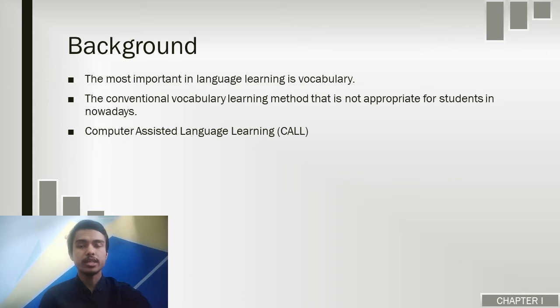And then the second point is that the conventional vocabulary learning method is not appropriate for students in this era or nowadays. As we know, teaching vocabulary for students in junior high school especially is not easy, especially because English is not their second language. But nowadays, students are not gaining interest in conventional vocabulary learning methods. They will get bored easily when they are taught by using conventional teaching methods.